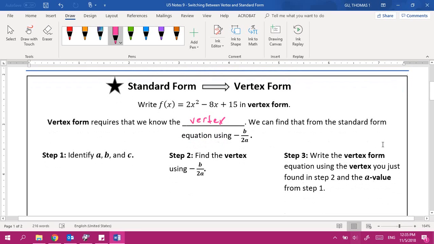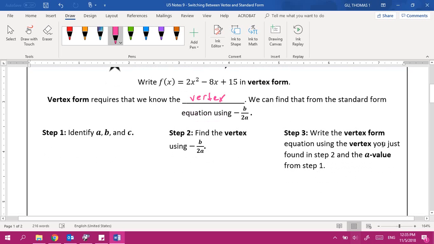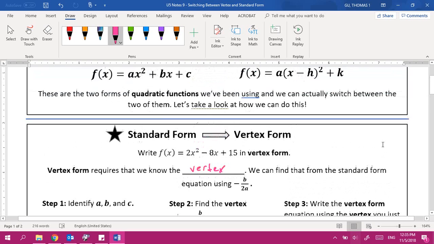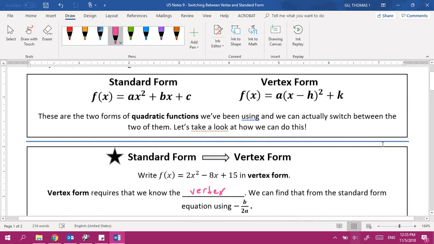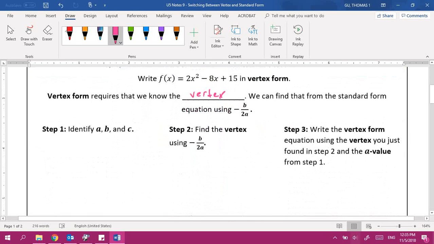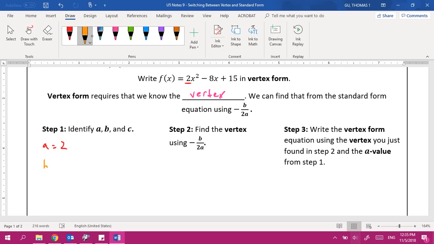The good thing is that we can find the vertex from the standard form equation using this formula. So let's walk through these steps and see how we could write a formula that's in standard form into vertex form. So step one, identify a, b, and c. So what is the a value on this function? 2. What is the b value? Negative 8. That's right. And what is the c value? 15. That's right.